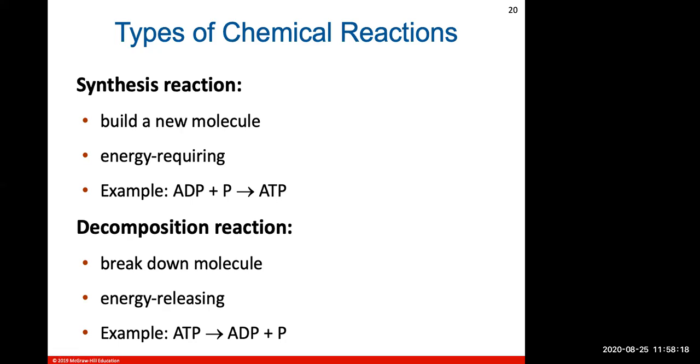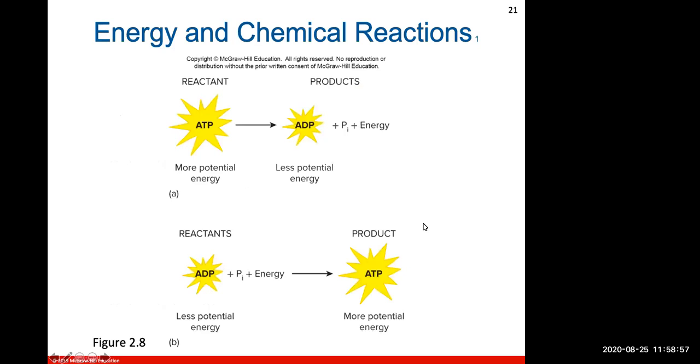A decomposition reaction is exactly what it sounds like, decomposing. It's breaking down a molecule. And this will be energy releasing. If we take ATP and we break it apart, and again, ATP is just an abbreviation for adenosine triphosphate, we'll give off energy when we break it down, and we'll break it down into ADP and a phosphate group at the end. So really simply put, when you're synthesizing something, you're building a new molecule, and when you're breaking something down, we call it a decomposition. So pretty simple so far.